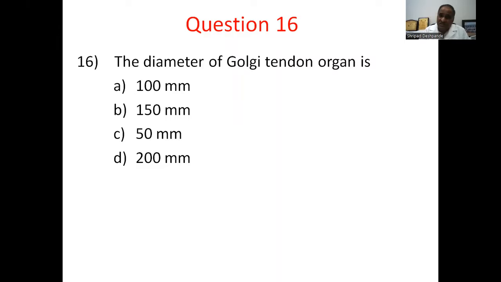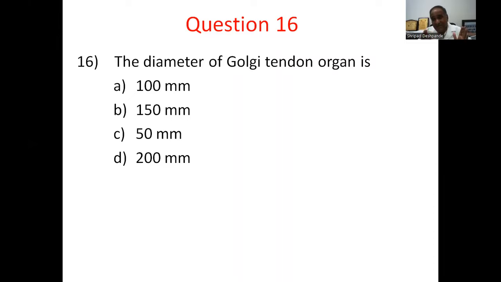This question is having a typo error, I guess, because the units used in the options are not appropriate. Let me discuss the question here. The diameter of the Golgi tendon organ: 100 millimeters, 150 millimeters, 50 millimeters, 200 millimeters.